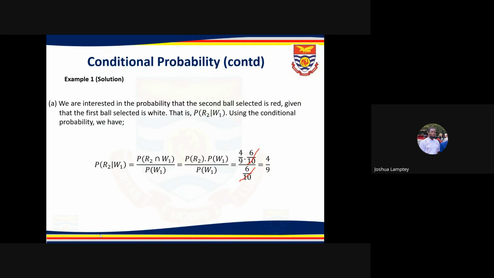Because this one, a box containing 6 white balls and 4 red balls. The probability that the second ball is red, given that the first ball is white. You know that the first ball being white will be 6 on 10, which means the second ball, if it will be red, it will be 4 on 9. Like not drawing the tree diagram or not using the formula.